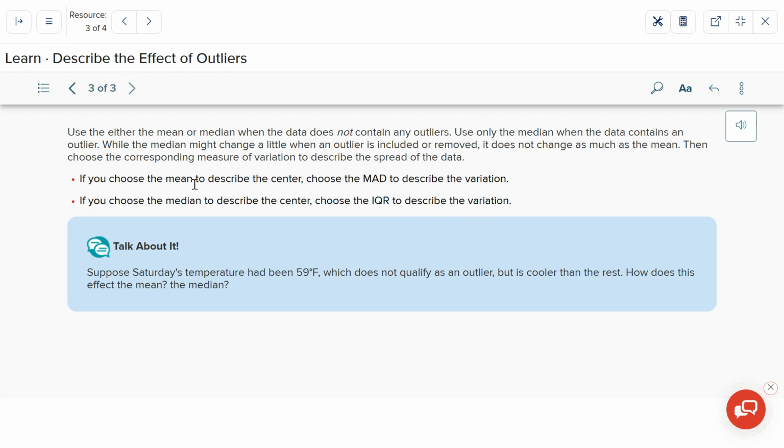So mean, MAD, median, IQR. You want to make sure you do that. And then outlier, median. If you have an outlier, you should use the median.